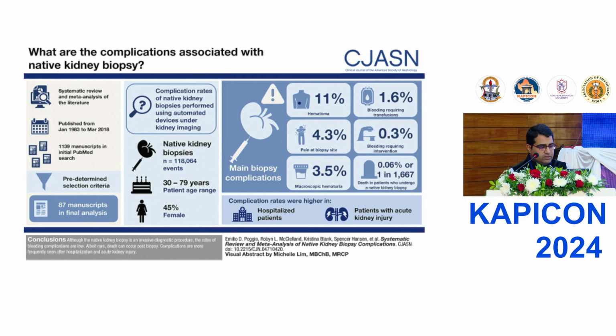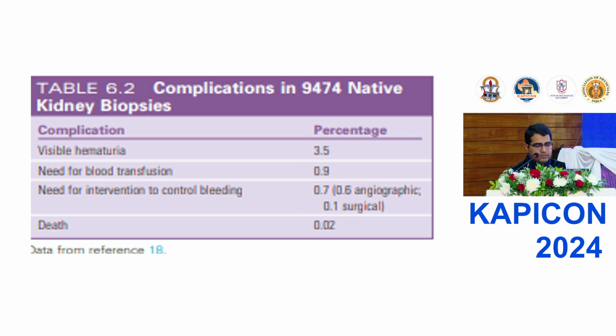So in conclusion, native kidney biopsy is an invasive diagnostic procedure, and the rates of bleeding complications are low, although the rates were high in hospitalized patients or in acute kidney injury. The percentages of kidney biopsy complications: visible hematuria 3.5, need for blood transfusion 0.9, need for intervention to control bleeding 0.7, and death is very rare, that's 0.02.